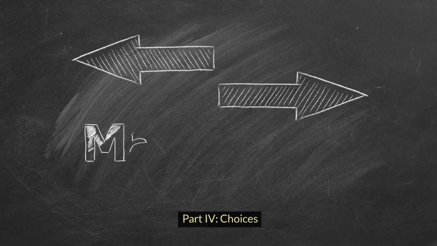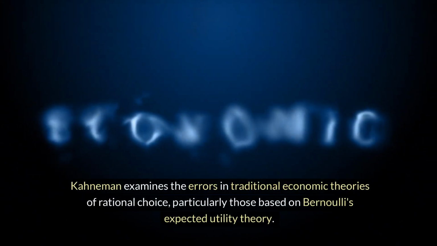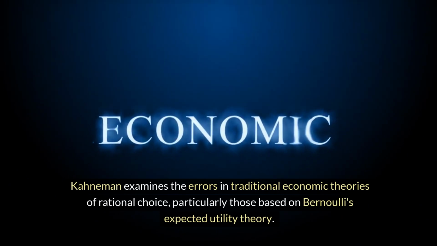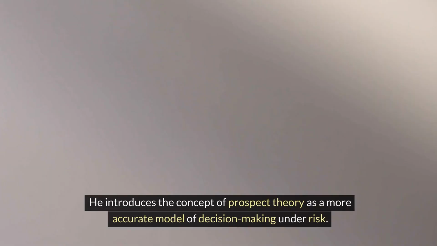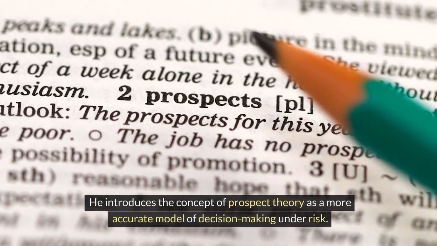Part 4, Choices. Chapter 25, Bernoulli's Errors. Kahneman examines the errors in traditional economic theories of rational choice, particularly those based on Bernoulli's expected utility theory. He introduces the concept of prospect theory as a more accurate model of decision-making under risk.